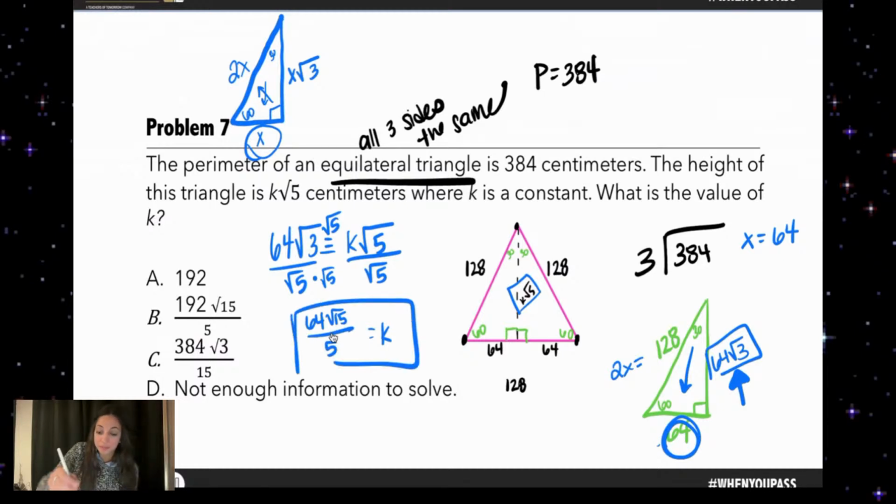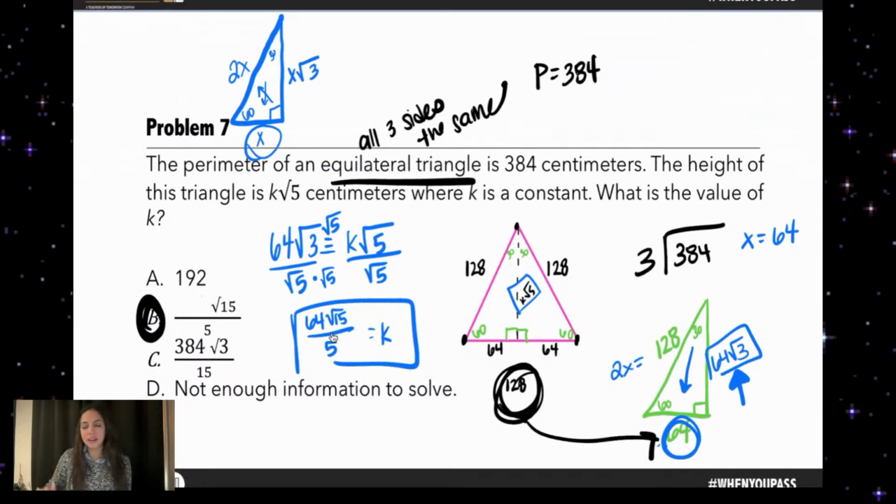Now, the answer is technically B. Here's what I did, and here's what I would caution you on. When I was originally creating this problem and solving it, I used 128 as the bottom of my 30, 60, 90-degree triangle.